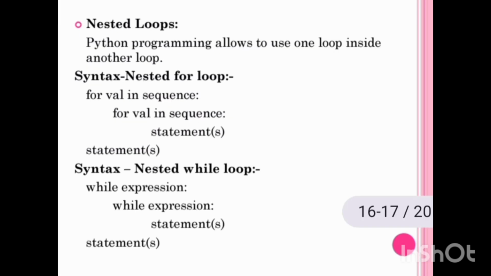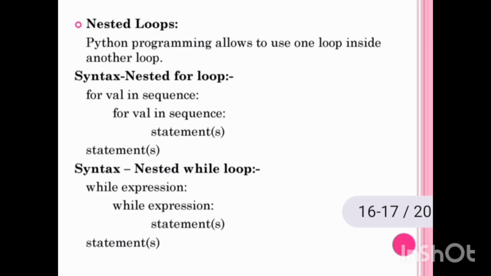Next one, nested loop. It allows us to use one loop inside another loop. See the syntax: for val in sequence is one loop, and inside of the first loop, again for val in sequence, in that block the statement is there. So one loop inside another loop is known as the nested loop. The syntax is nested while loops: while expression, inside of the while loop, one or more while expression statements.